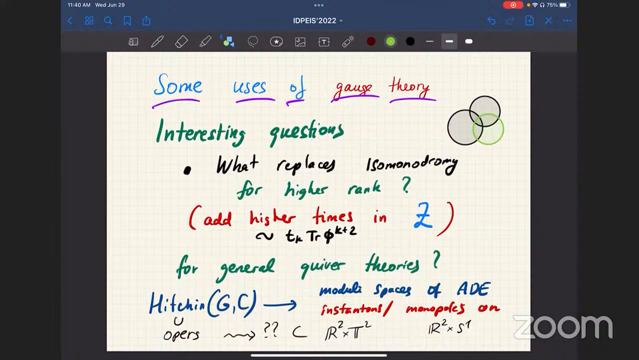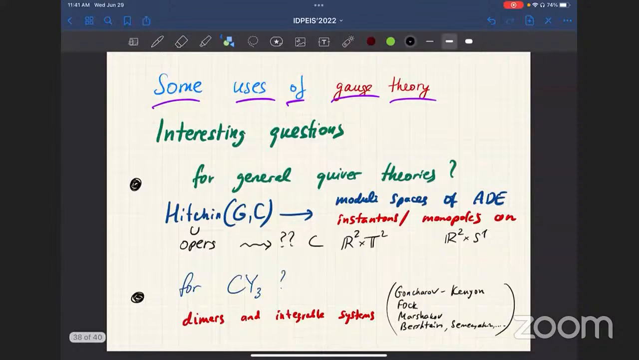But if you go from one patch to another patch, instead of the Hitchin system, you would be dealing with other hyperkähler manifolds, which are also algebraic integrable systems, but they're not Hitchin systems. So the quiver theories of ADE type would correspond to the moduli spaces of ADE instantons on R2 cross T2 or ADE monopoles on R2 cross S1. So it is not known what is the analog of the variety of opers for these hyperkähler manifolds. Of course, for the A type, there is the Nahm transform, which allows you to map the instantons on R2 cross T2 or monopoles on R2 cross S1 to a kind of Hitchin system on a punctured cylinder or torus. But in general, there's no such knowledge.